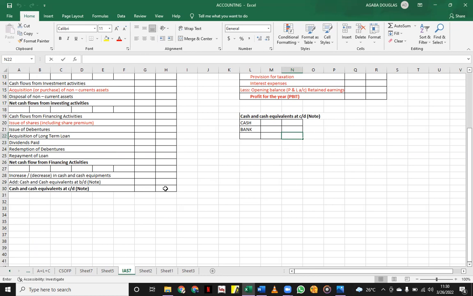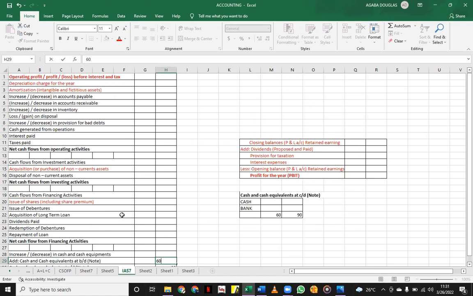So you need to be very keen. If you get 90 here, then that means you need to have gotten 90 here as well. And then it also means if you got maybe 60 here, then you must have gotten 60 here as well. Like we'll be seeing in the next video when we are working out a number.